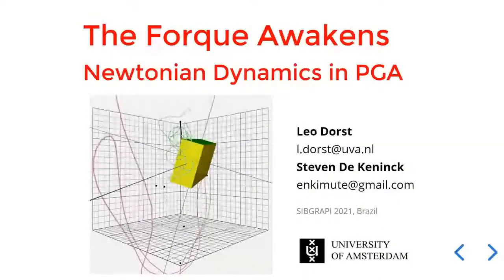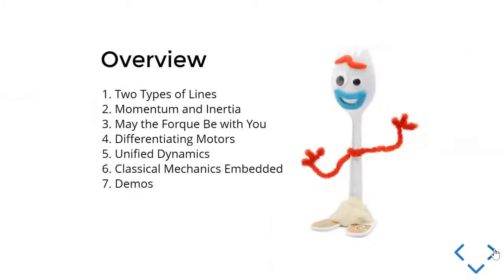We called it the fork. Hello, this is Leo again with the fourth talk in this series. We're now going to Newtonian dynamics, and we called it the fork awakens. You'll see why. I'll have a brief overview of the talk.